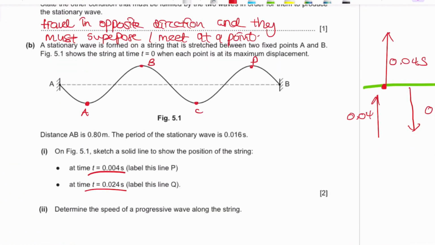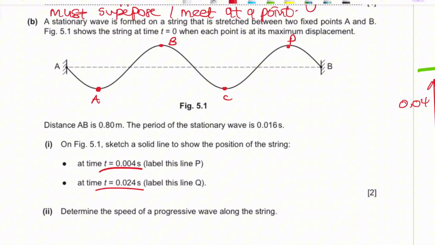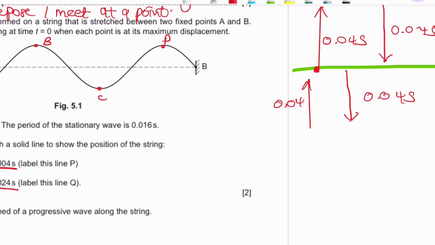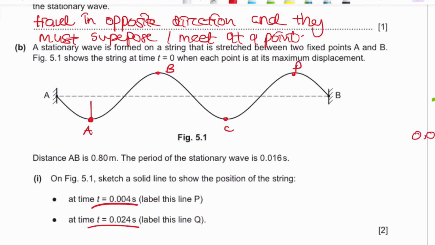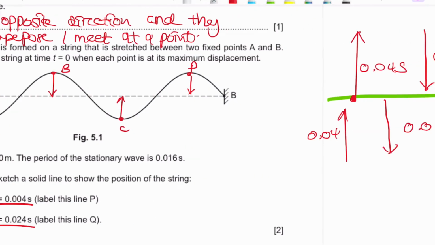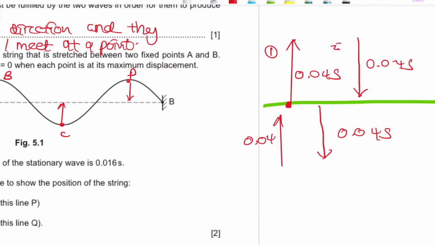So if we look at this question, we've been told that we're supposed to sketch a solid line that shows the position of the string at time t equals 0.04. Like I've said, if I have a wave that is over here, it has to move somewhere over there, because 0.04 is the time taken for it to move from its maximum to its equilibrium position. It is also the time taken to move from the equilibrium to the maximum. So 0.04 is just one motion itself. If there are 4 of them, 1 here, 2 there, 3 there, and 4 there, that's when it becomes 1 period.